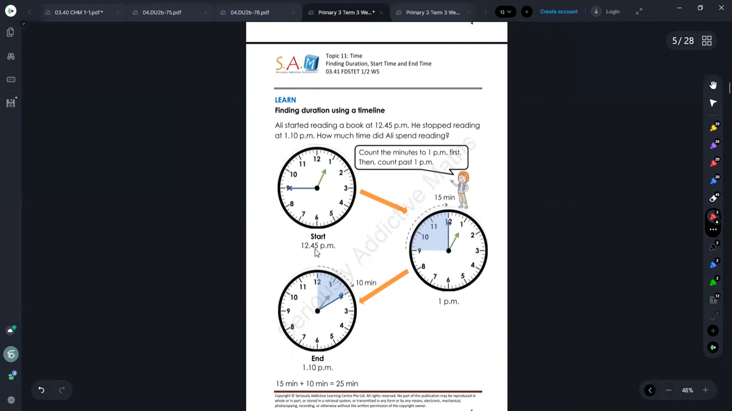In this case, the hour is different, and the minutes are different as well. So what they need to do is look at 12:45 and ask how many more minutes before it reaches the o'clock. In this case, the next o'clock is 1 o'clock. So that is 15 minutes. Put it aside. And then after that, another 10 more minutes after 1 p.m., so that's 1:10 p.m. Add together, you get 15 plus 10 equals 25 minutes.